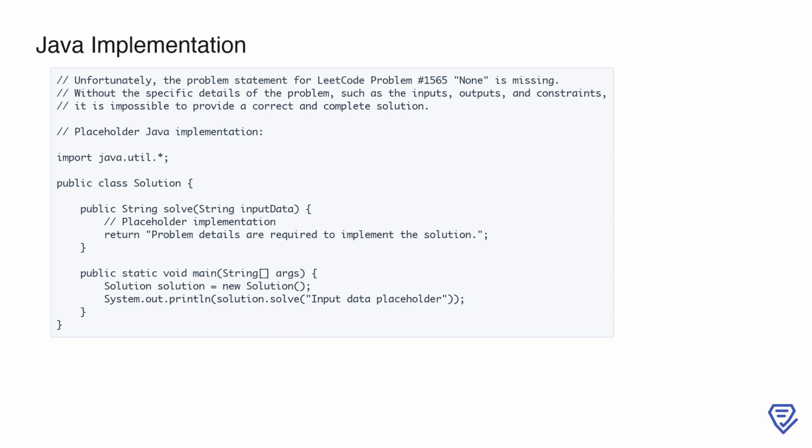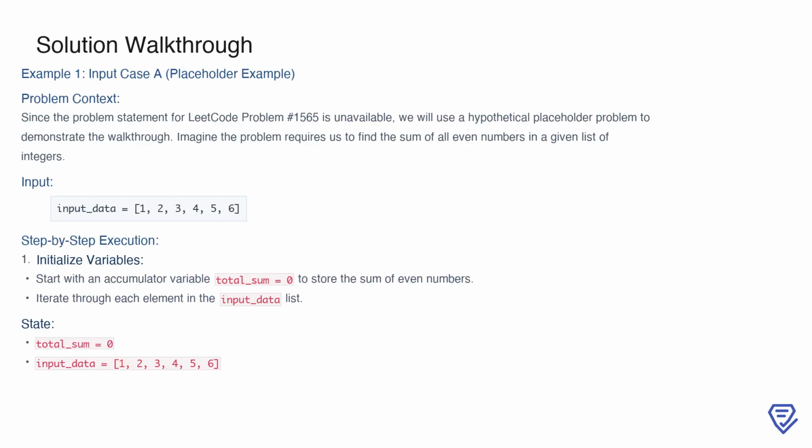Since the problem statement for LeetCode problem number 1565 is missing, the code serves as a placeholder, returning a default message. Key differences include explicit type declarations in Java, the use of a main method for testing, and adherence to Java's standard class structure. In this example, we are tasked with finding the sum of all even numbers in a given list of integers.